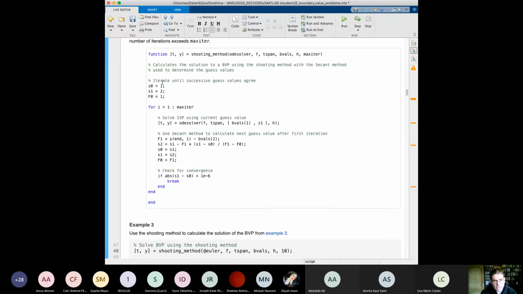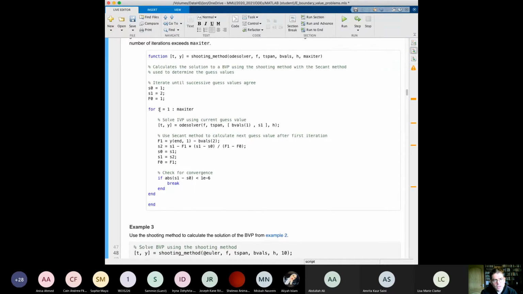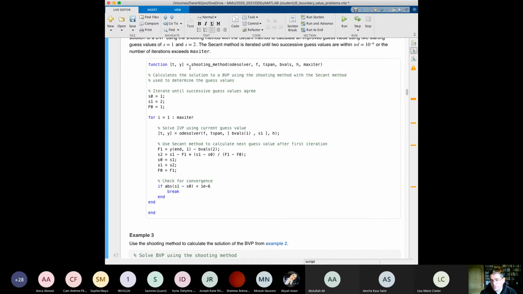Okay, so what we have here is using the secant method. This is a function which I've defined at the bottom of this page, but I'll talk it through here. So this uses whatever ODE solver you want. As long as you've defined your ODE solver, you can just use whatever ODE solver you want. F is your ODE function. T-span and B-vals we dealt with before, so that's your domain and your boundary values. H is your step length. And max iter is some number, because we don't want to iterate forever, so we need to stop sometime, so that's going to be your maximum number of iterations.